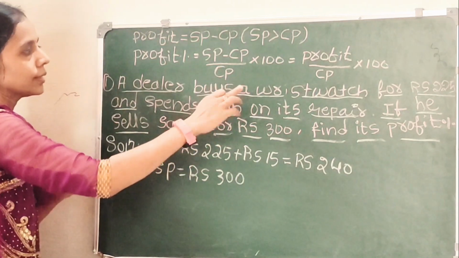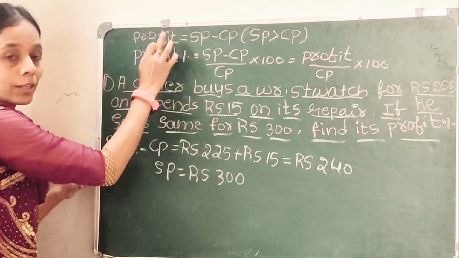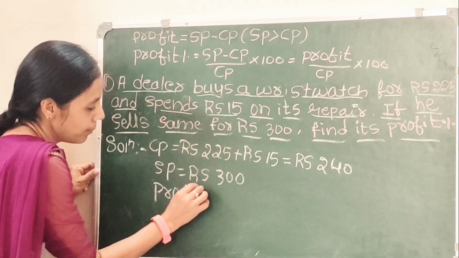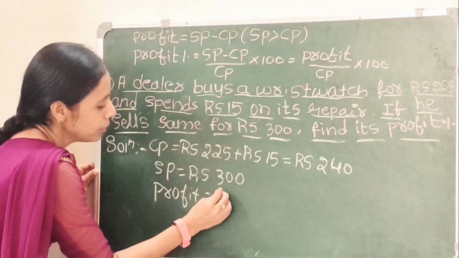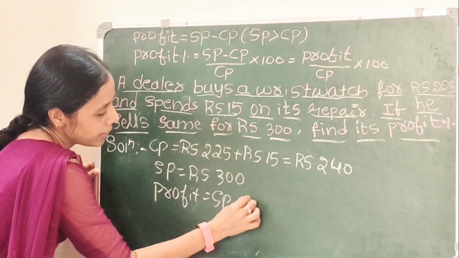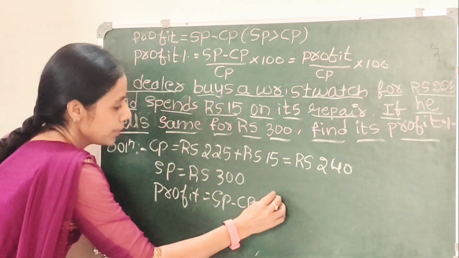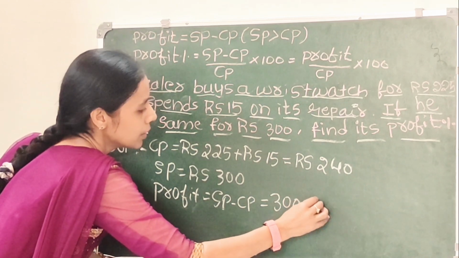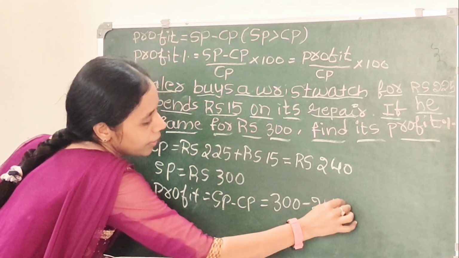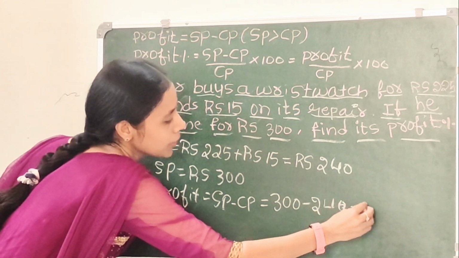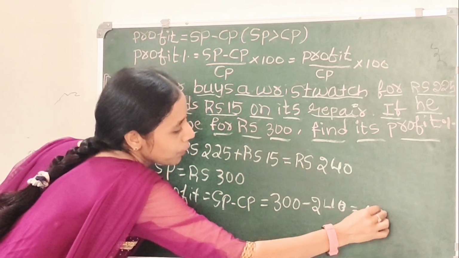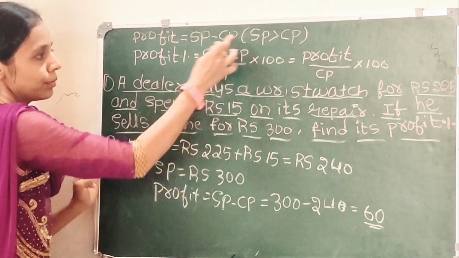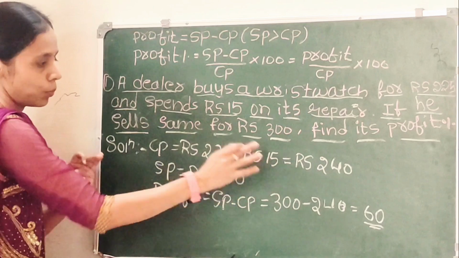Okay. Next, first find out the profit. Profit means what? Profit is equal to SP minus CP. The value of SP is 300, minus CP, which is 240. Subtract these two, we get 60 rupees. This is the profit of the problem. Okay, this is profit.